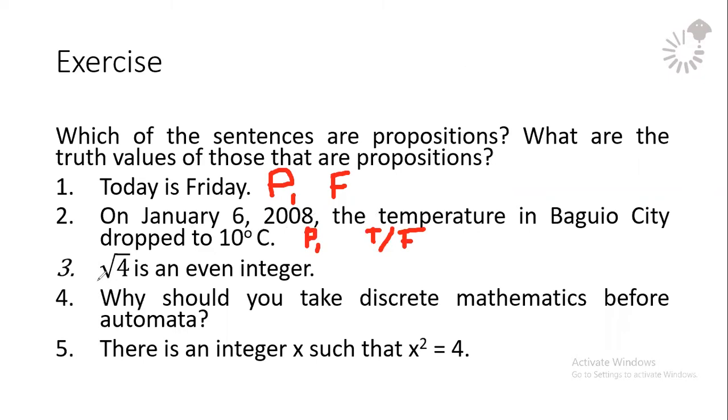Okay? Number 3, square root of 4 is even integer. Proposition, not proposition. Proposition, ma'am. Truth value is true. True, ma'am. Thank you. Number 4, why should you take discrete mathematics before automata? Proposition, not proposition. Not proposition, ma'am. Thank you. Number 5, there is an integer x such that x squared is equivalent to 4.